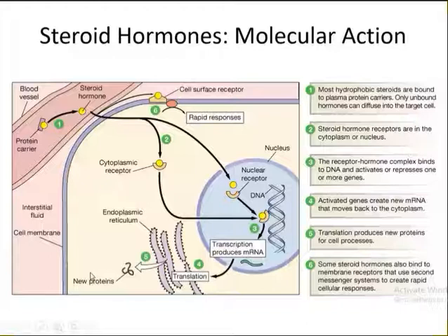Most hydrophobic steroids are bound to plasma protein carriers; only unbound hormones diffuse into the target cell. Steroid hormone receptors are in the cytoplasm or nucleus. The receptor-hormone complex binds to DNA and activates a response on target genes. Activated genes create new messenger RNA that moves back to the cytoplasm. Translation produces new proteins for cell processes. Some steroid hormones also bind to membrane receptors that use a second messenger system to create a rapid cellular response.